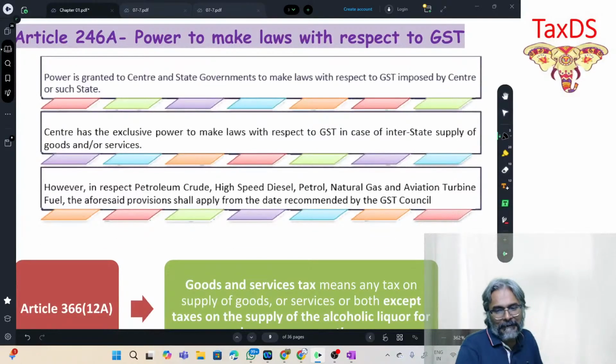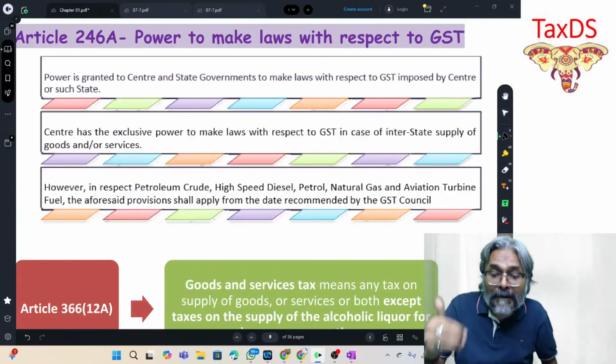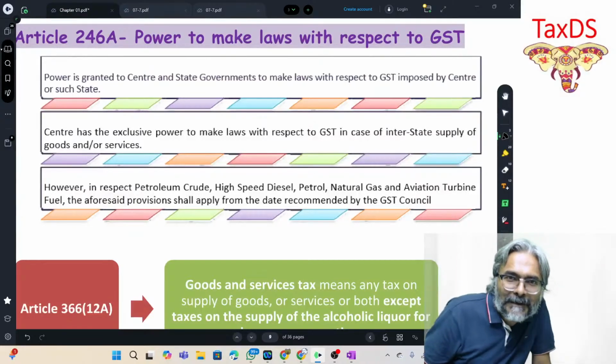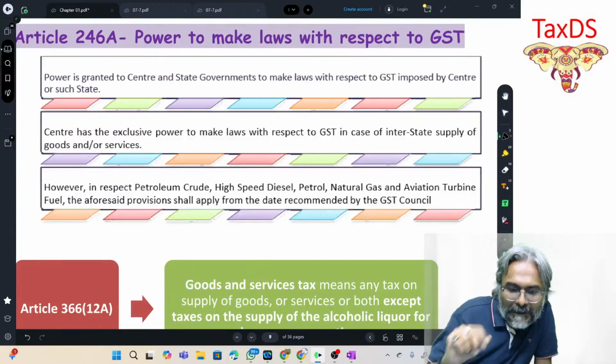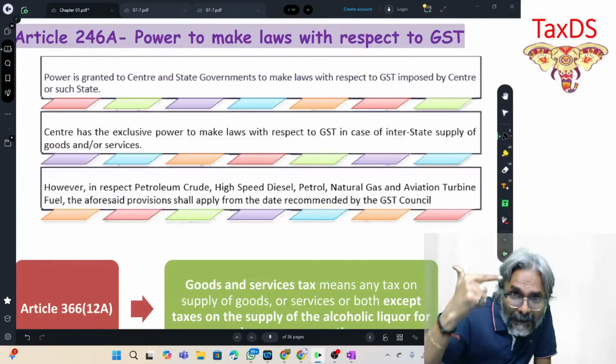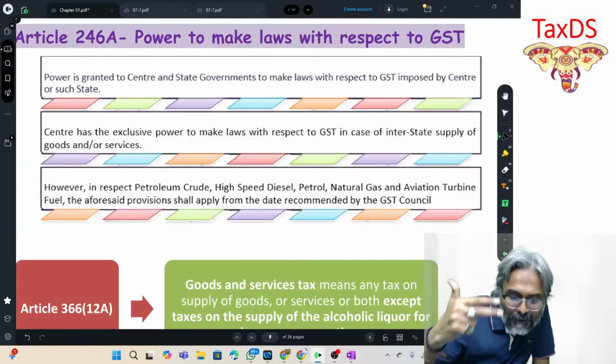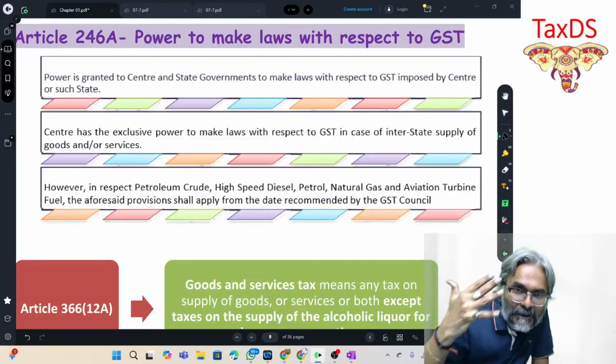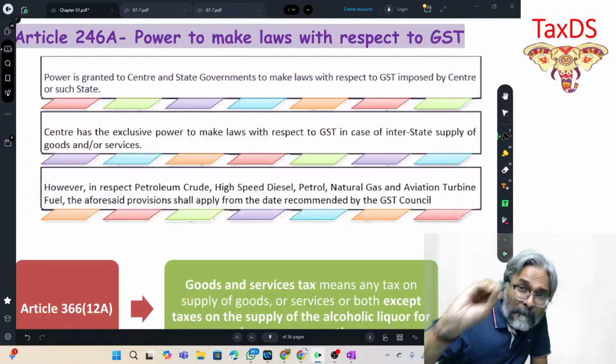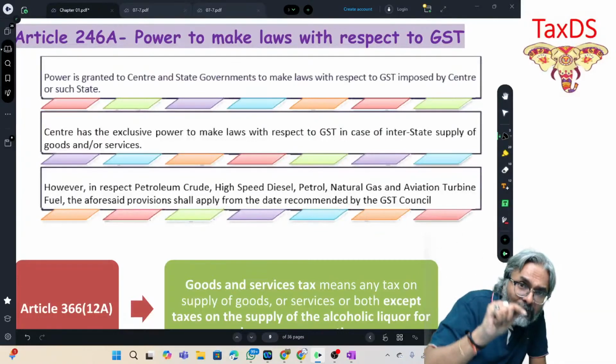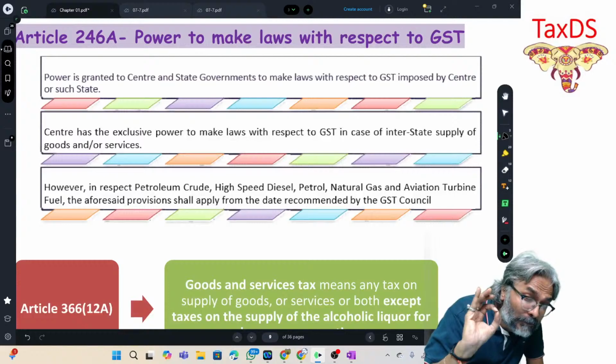Be careful over here. However, in respect of petroleum crude, high-speed diesel, petrol, natural gas, aviation turbine fuel, the aforesaid provision shall apply from the date recommended by the GST Council. So, students, may I ask you the question? How many items? Petroleum crude, high-speed diesel, petrol, natural gas, and aviation turbine fuel. So there are 5 petroleum products. On these 5 petroleum products, mark my words, mark my question now.